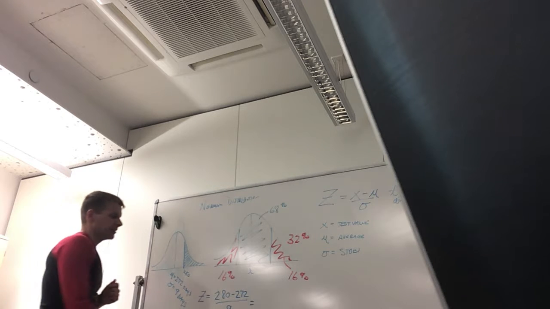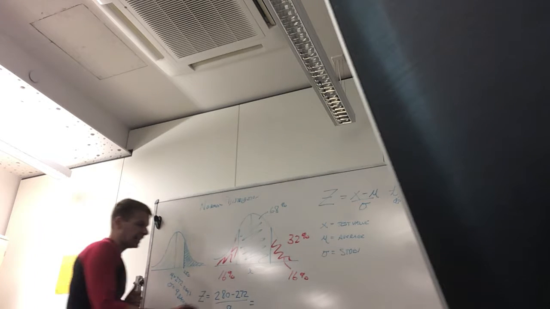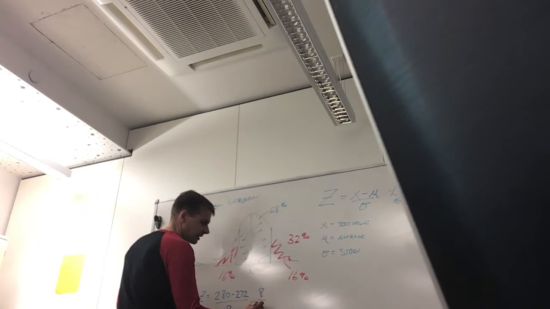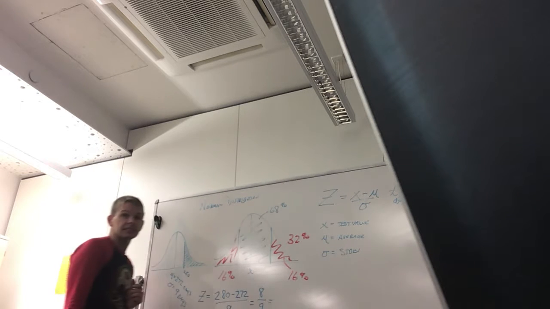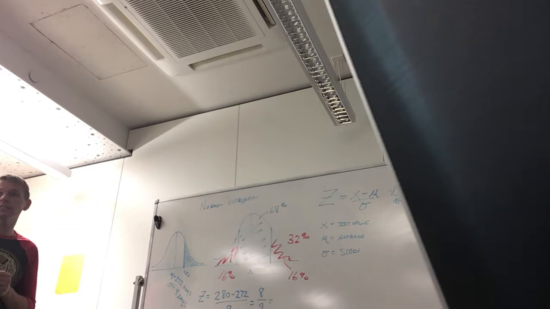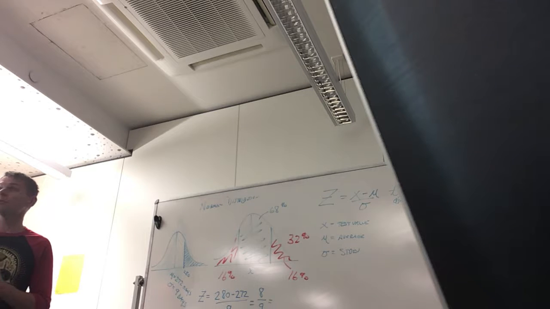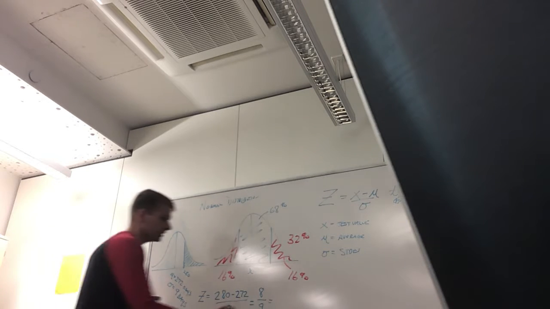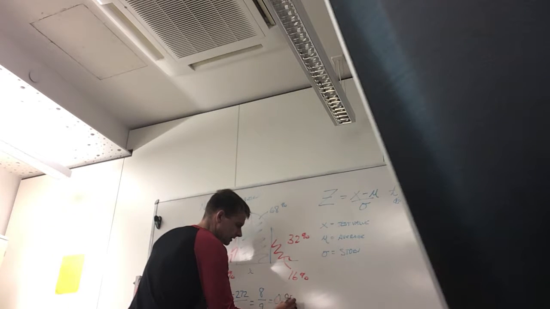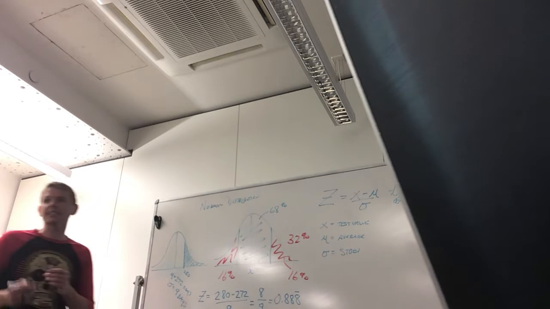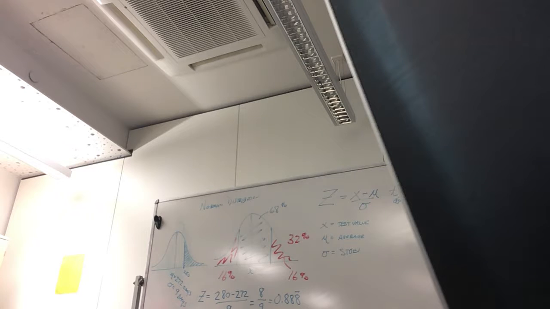All right, 280 minus 272 is 8, divided by 9, gets me to what? 0.89? Well, it's a lot of eights, I just went to 89. Oh, okay. Yeah. I'll put 8 repeating. There we go. 8 with a hat there means repeat. Okay. Step 2, calculate your z.